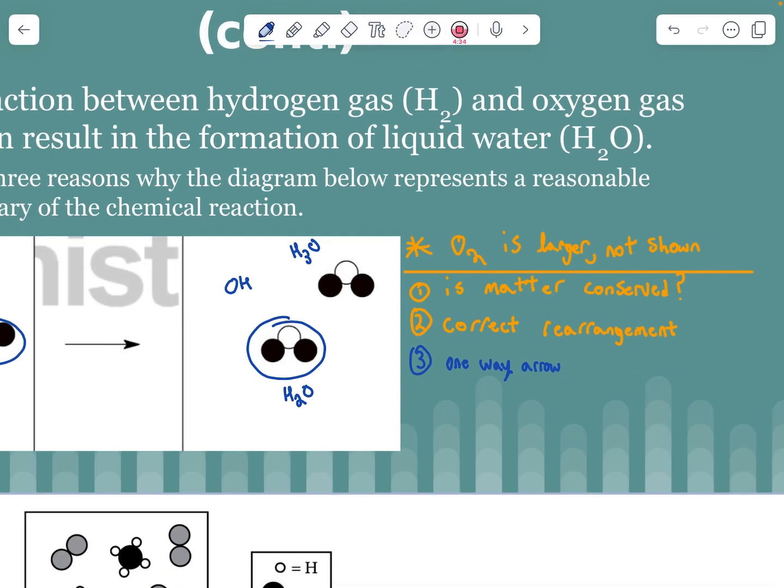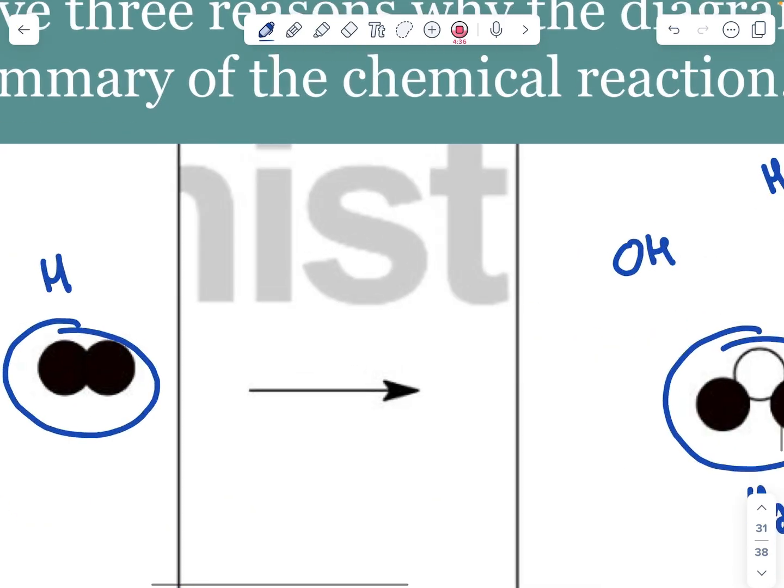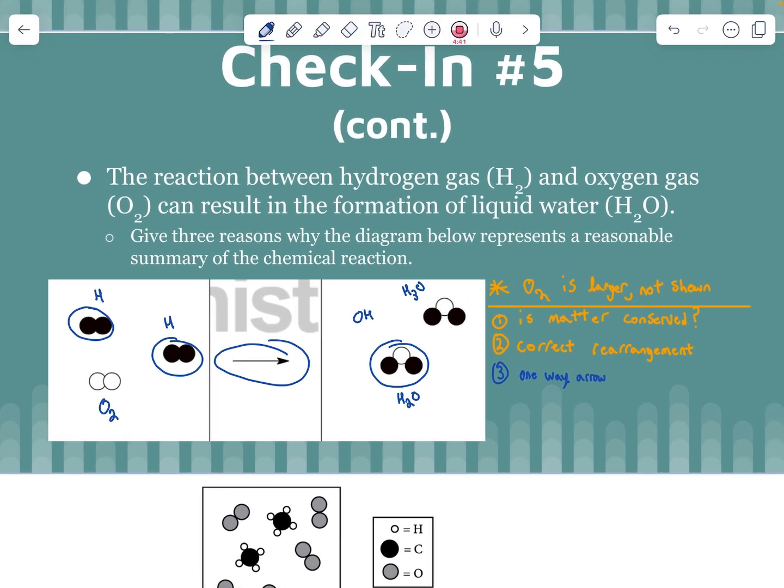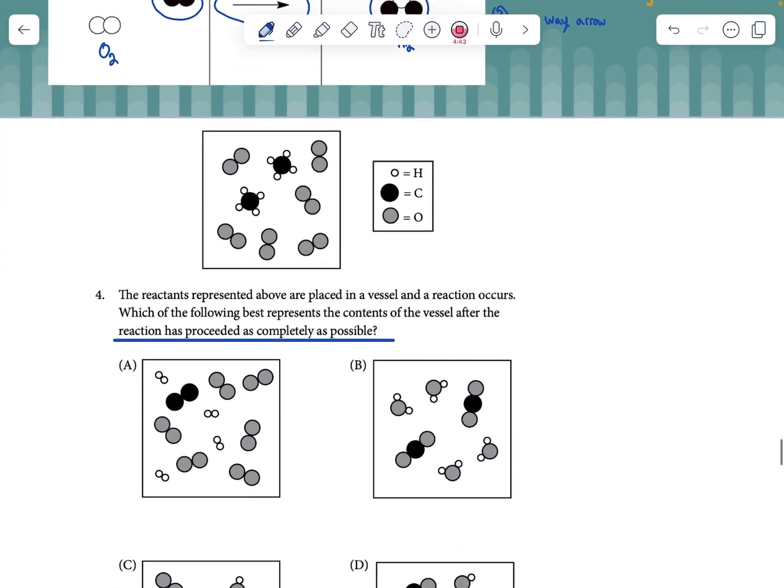And then we also have this one-way arrow, which we drew previously. We know it's not a reversible reaction, so that will also be a guideline for how we know this is our reaction. So let's look at a sample AP exam question.